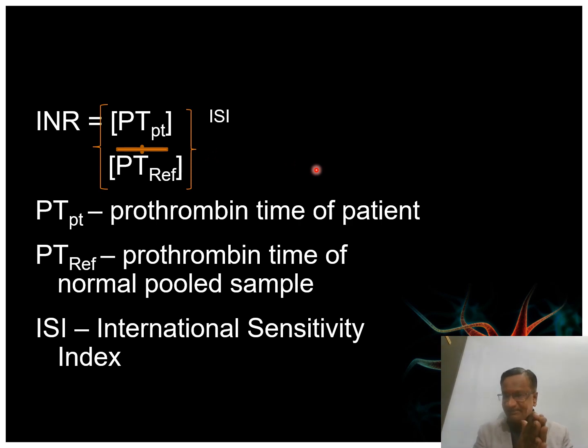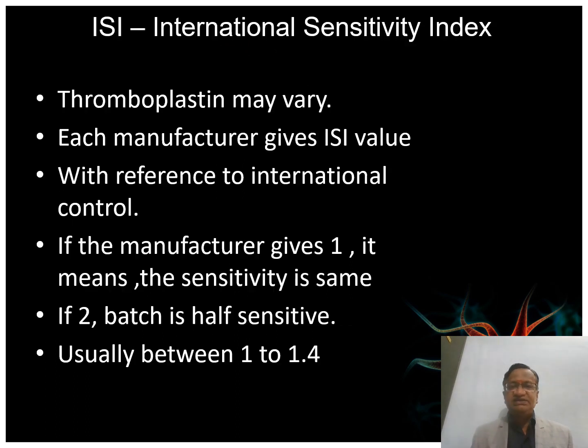Now, prothrombin time is 12 seconds. Now we have a control, that is 12 by 10. That is not INR. This is the normal prothrombin ratio. Now, INR is the prothrombin time of the patient divided by the PT of the reference, to the power of the international sensitivity index. The manufacturer will give the sensitivity index of our thromboplastin, say 1.2. That has to be the power. So the prothrombin time of the patient over the prothrombin time of the normal pooled sample or control, to the power of ISI, the international sensitivity index. That is what INR is.